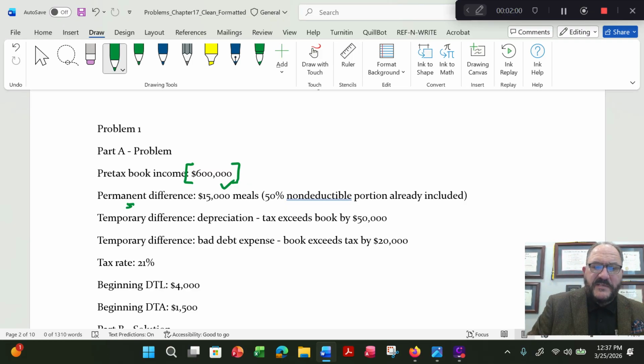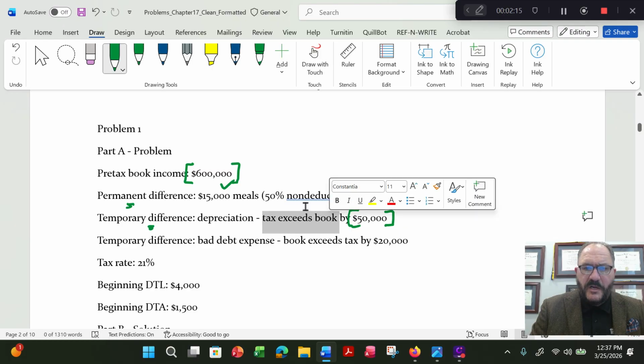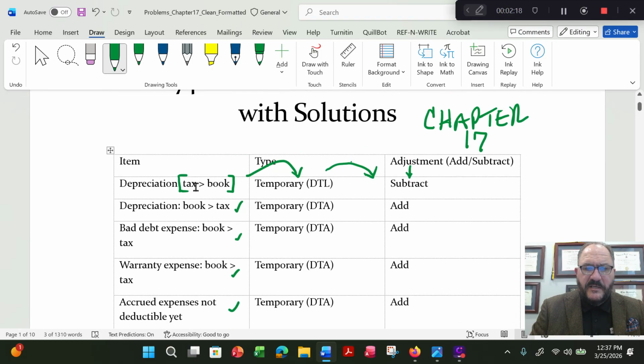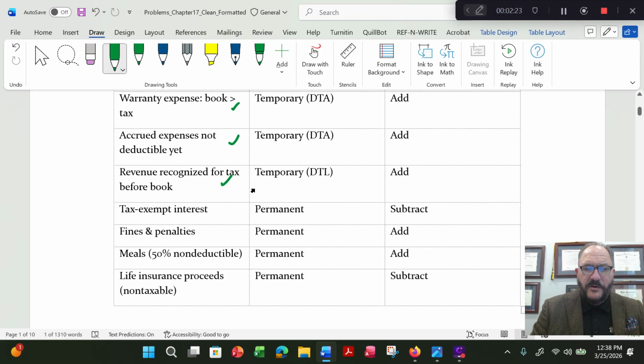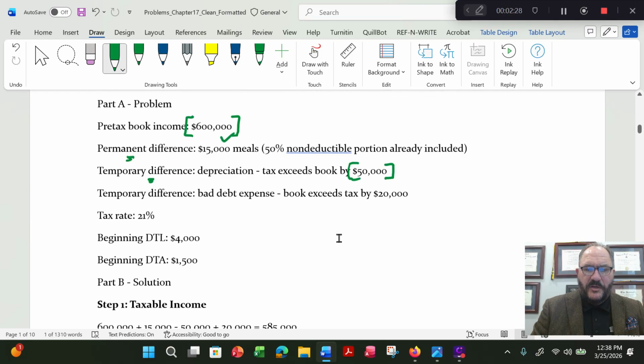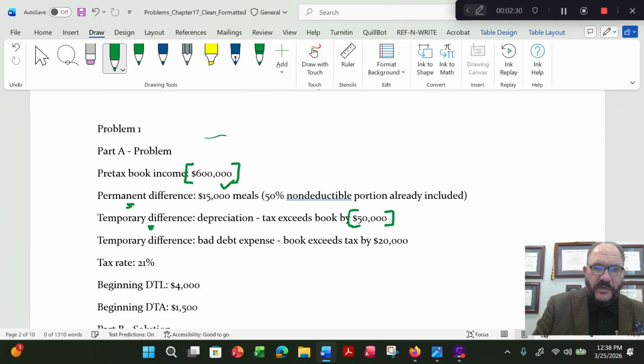Then we have a temporary difference where depreciation tax exceeds book by $50,000. So we're going to have to subtract that, and again, you could take a look: tax exceeds book. If you go right back up here, tax greater than book, subtract it. And then here, meals, permanent, add it. So going back down here, we're going to add this, this is going to be a plus, and this is going to be a minus.